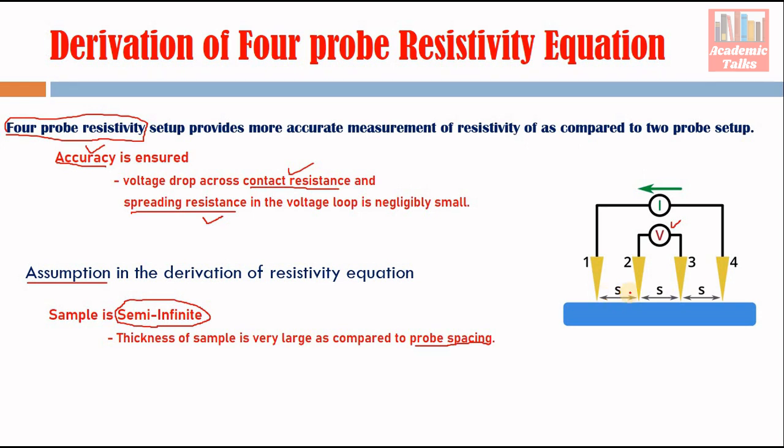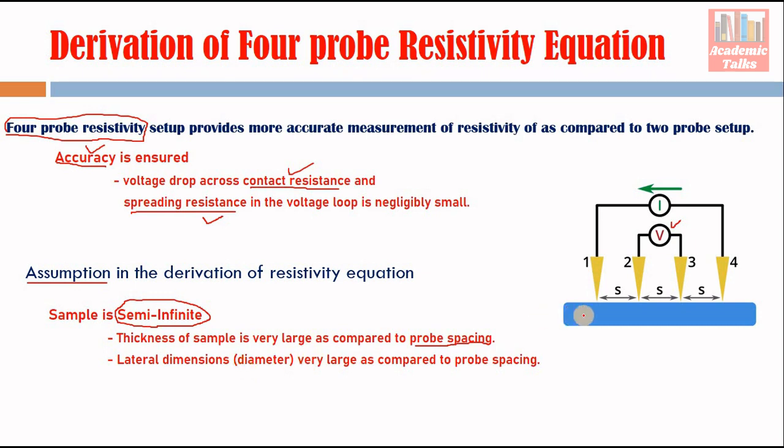So this is probe spacing. What we want to say is that the thickness of the sample should be very large as compared to probe spacing. Only then will we say that this assumption is satisfied, that the sample is semi-infinite, at least in the vertical direction, right? The second assumption is about the lateral dimensions. In the first case we talked about the vertical dimensions, but in the second case we are talking about the lateral dimensions.